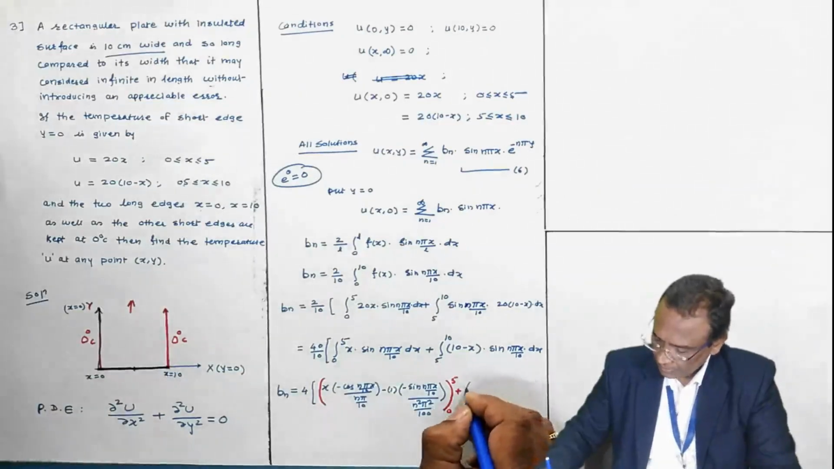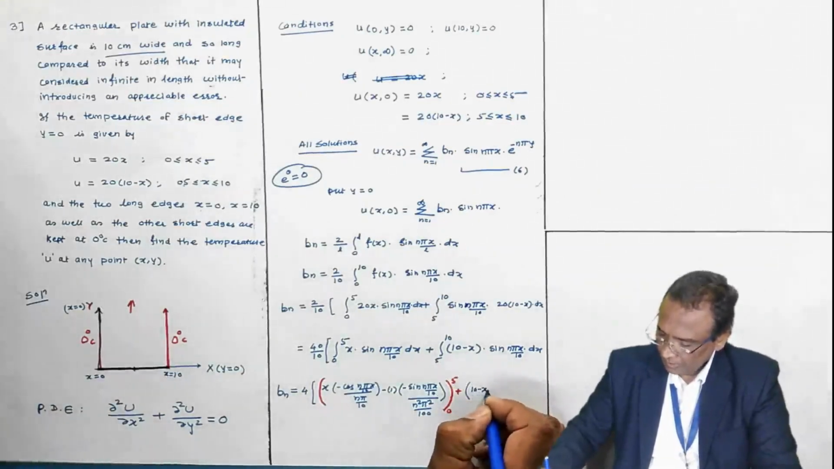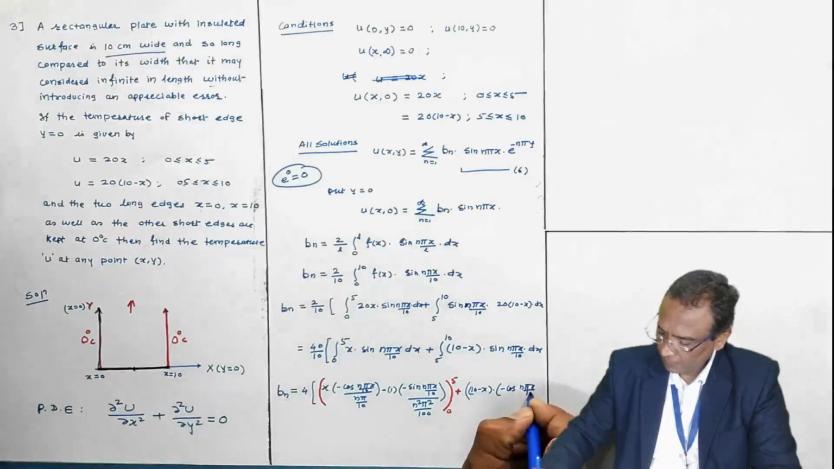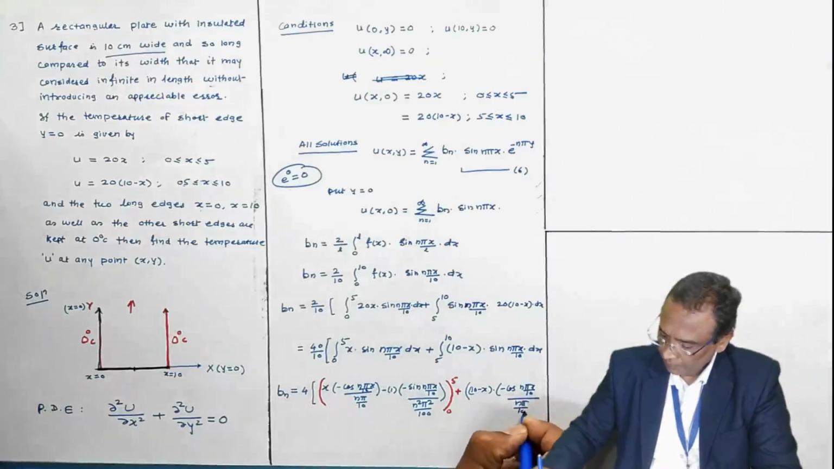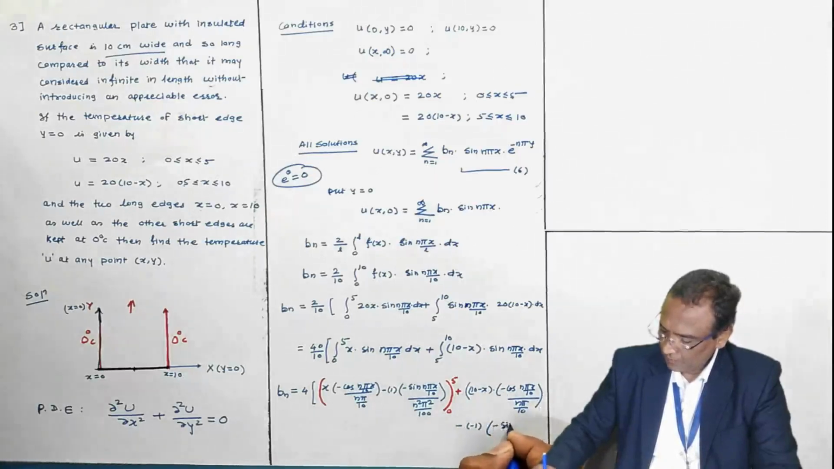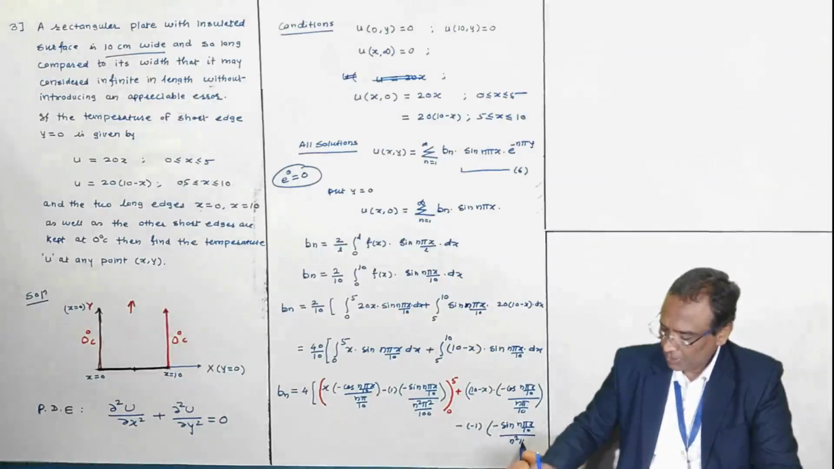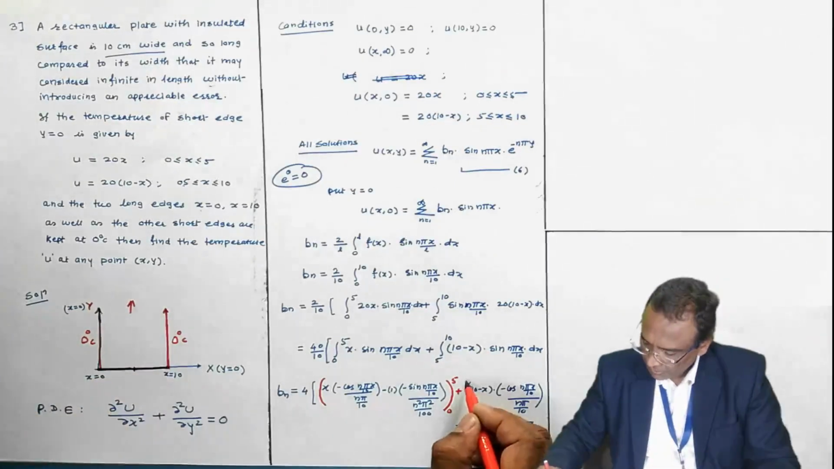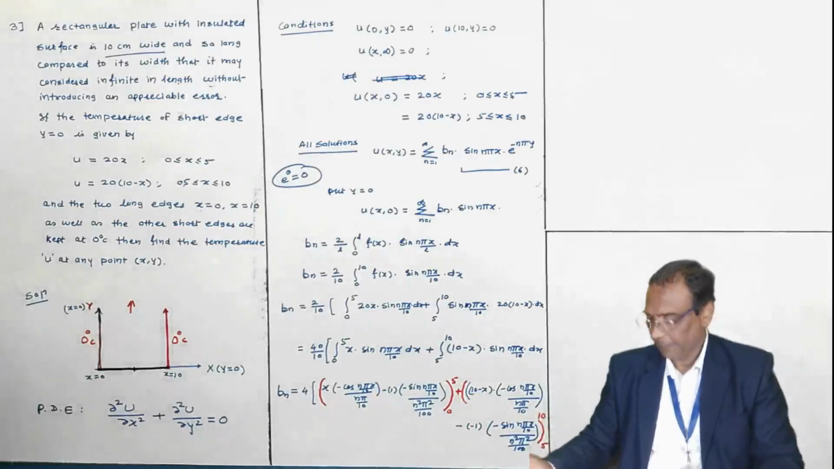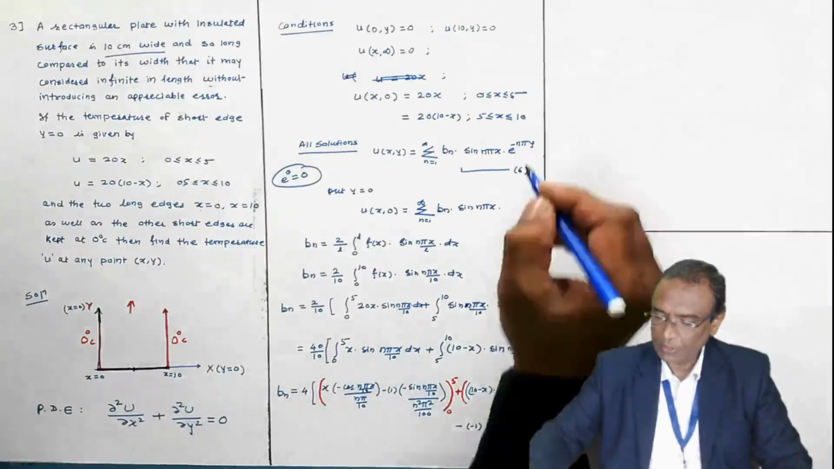same integration. First function, integral of sine is minus cos(n pi x by 10) by n pi by 10, minus derivative of 10 minus x is minus 1, and integration of this is minus sin(n pi x by 10) by n pi by 10, n pi by 10, n square pi square by 10 square is 100. Okay, and the lower limit and upper limit are 5 to 10. Okay, now substitute lower limit and upper limit, that's all.